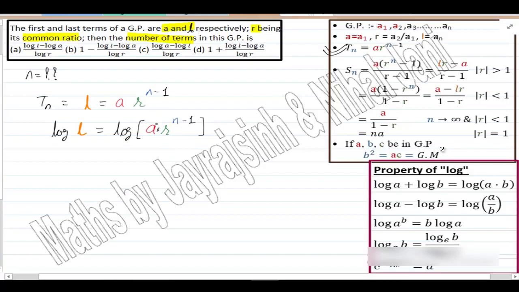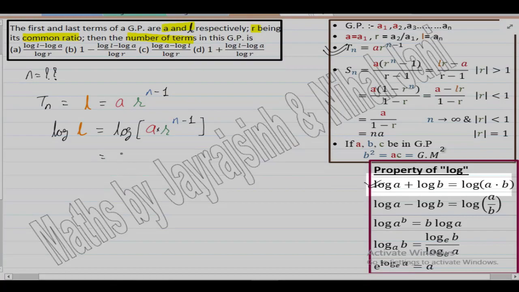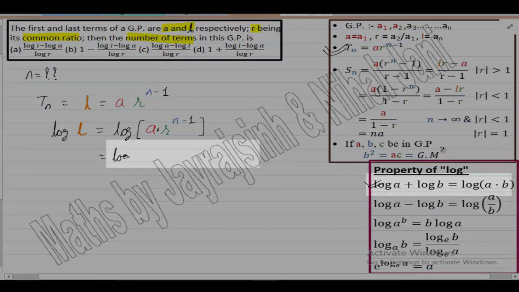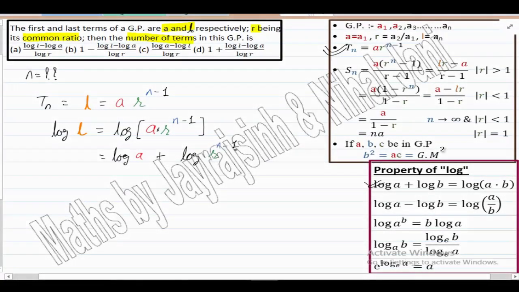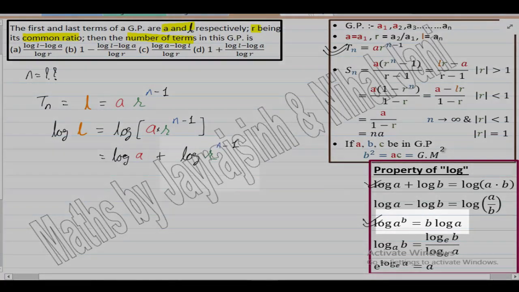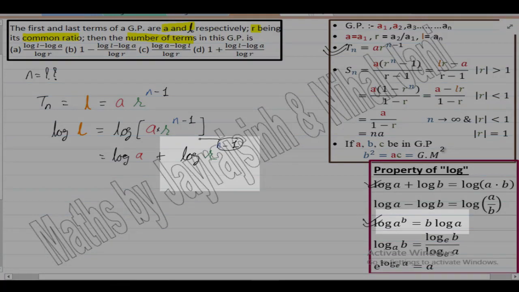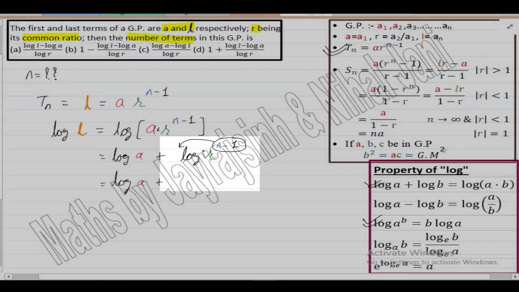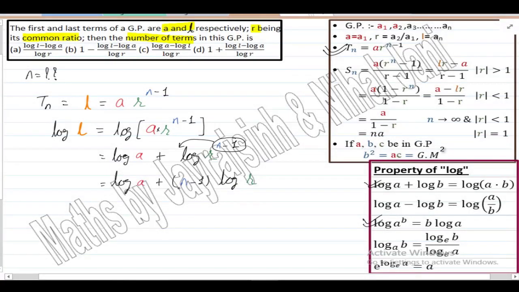Now first of all, we have to split the right hand side. Log of A into B is log A plus log B. So here we are going to get log A plus log of R raised to N minus 1. Now it's time to use the third property. The power will go in the coefficient. So the second term will become N minus 1 into log R. Okay, now we are close to getting the value of N. So let's make it the subject.